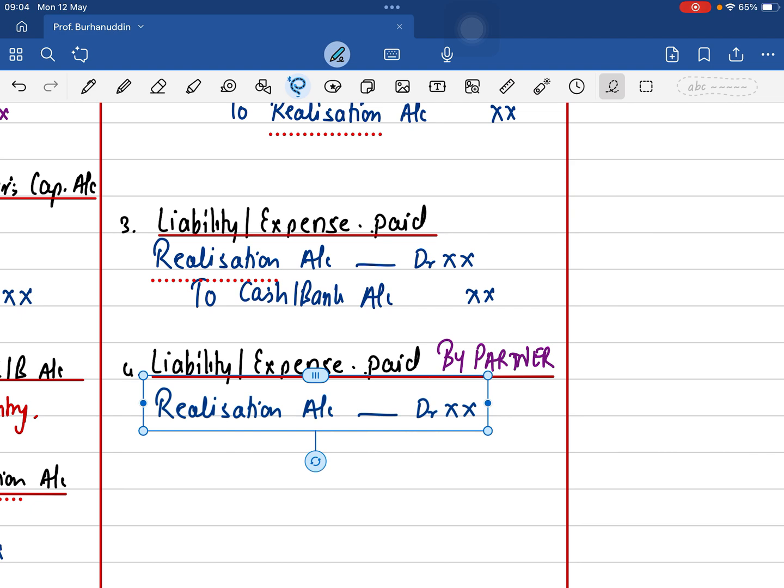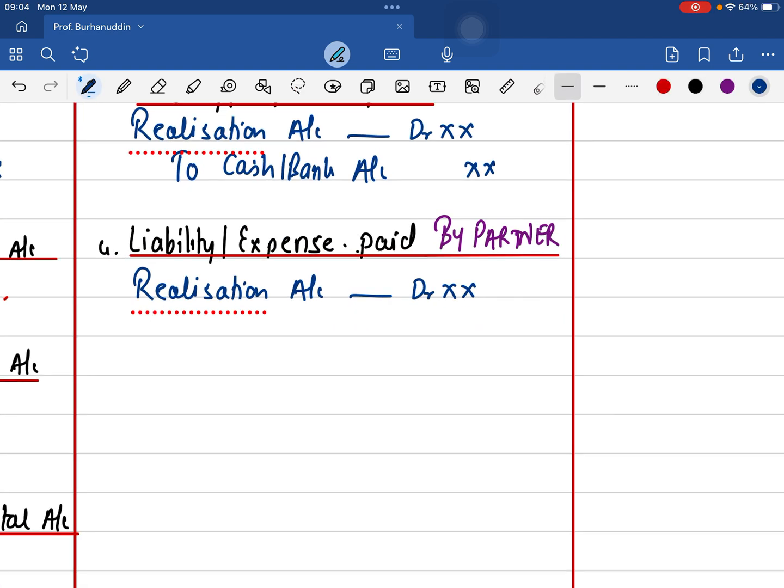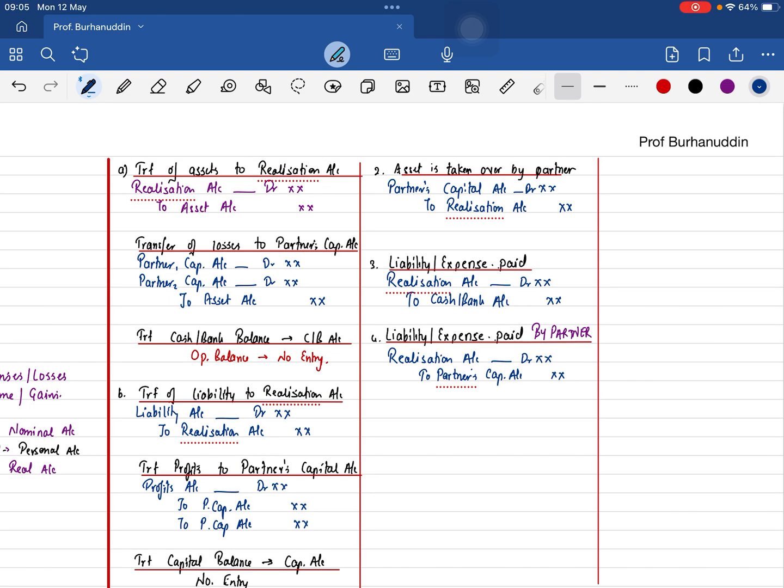Realization account debit and partner's capital account credit. If A and B are the partners, A is paying, so realization account debit to A's account. If A and B are the partners and B is paying, it will be realization account debit to B's capital account. That's it. Do you understand this? Yes, sir.